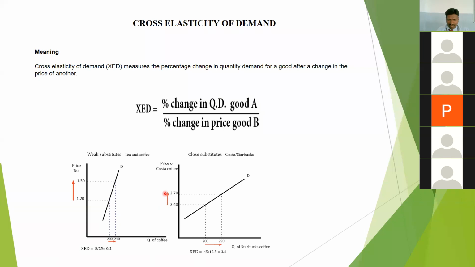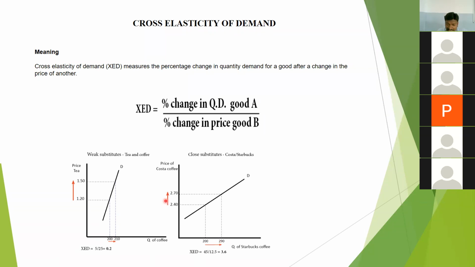So a 13% increase in the price of a substitutable commodity. We are going to check what reflection is happening on the substitutable commodity's quantity demanded, from 200 to 290. That is almost 45%. Am I right? Yes, 45% increase in the quantity demanded.